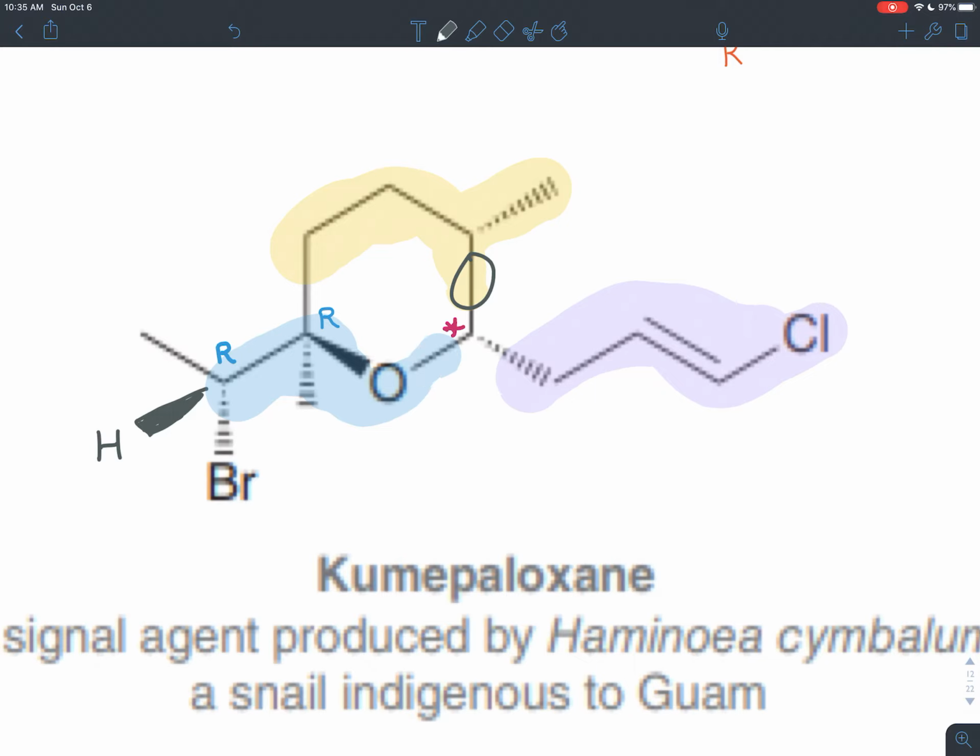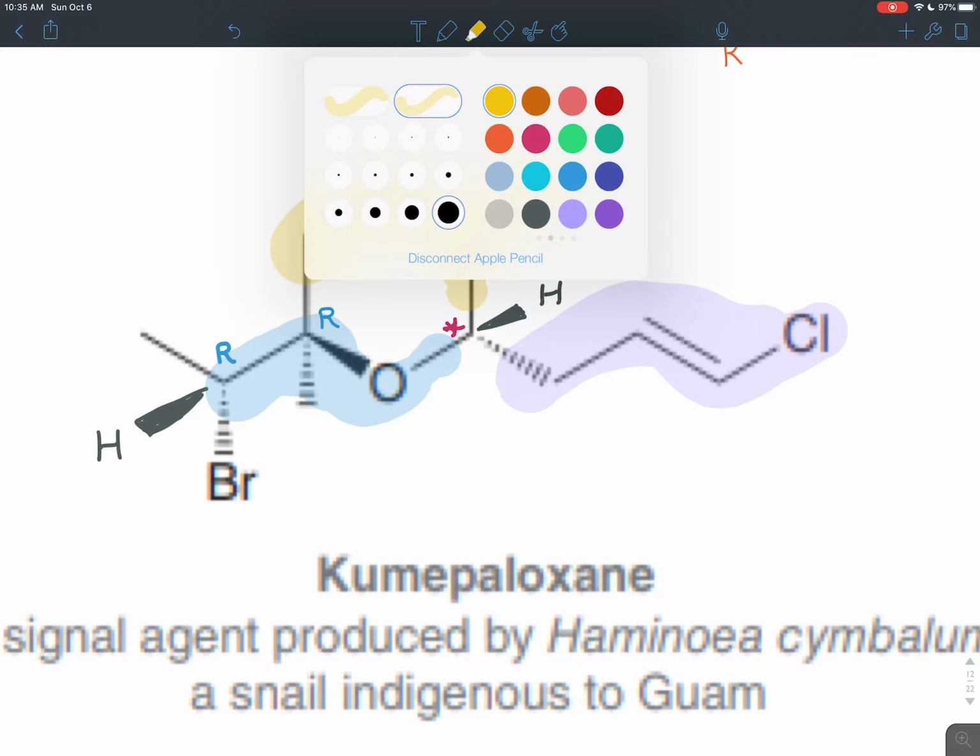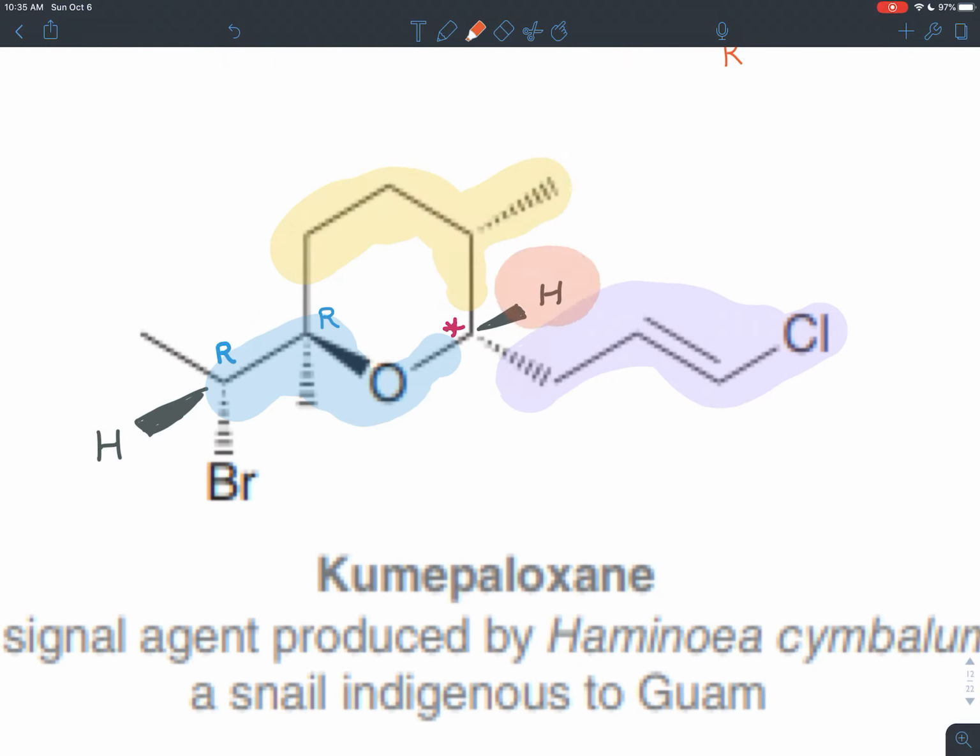Now, a tetrahedral atom has 2 bonds in the plane, 1 going away, so the other atom must be coming out at you, so that's going to be our hydrogen. And that is a 4th different thing here. So that starred atom is a chiral center. It's bonded to 4 different things. So it's going to come in 2 versions, a right-handed version and a left-handed version.